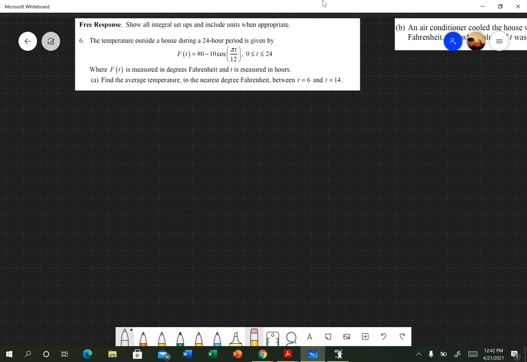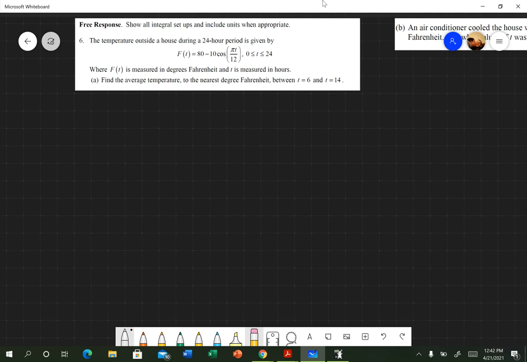It's my son playing. So anyway, on problem number 6, we were given this problem, right? The temperature outside a house during a 24-hour period is given by this function, f of t equals 80 minus 10 cosine of pi times t over 12, on the period 0 is less than or equal to t, which is less than or equal to 24, where f of t is measured in degrees Fahrenheit and t is measured in hours.